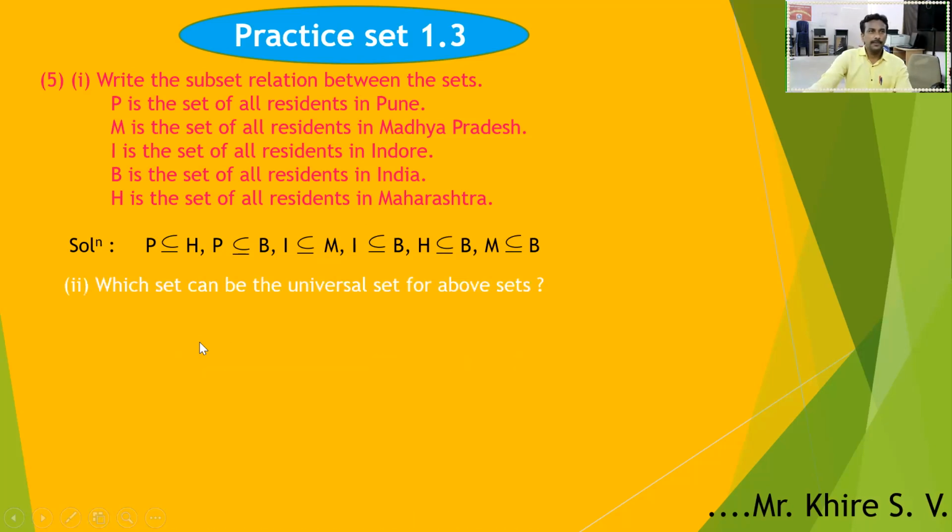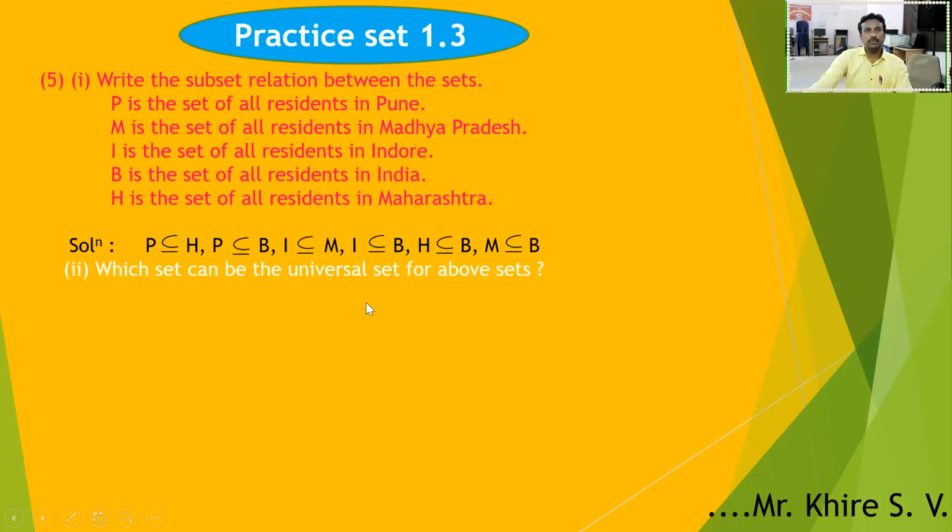Got it? Okay. Now, which set can be the universal set for the above sets? Universal set means the biggest set of all the given sets. Now tell me which is the biggest set out of all these sets P, M, I, B or H. India is the biggest one. Therefore India, which is B, is the universal set of all these sets. Okay, set B.